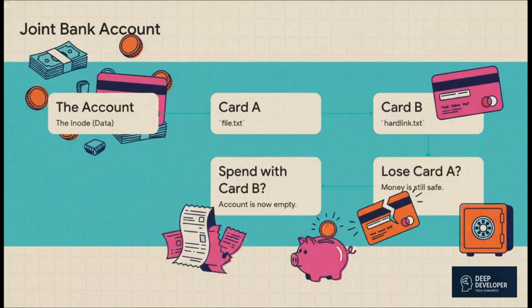I love this analogy. It makes it super clear. Imagine the inode, the data, is a joint bank account. The original file, file.txt, is your debit card, and the hard link, hardlink.txt, is your partner's debit card. Both cards are linked to the very same account. Now, if you lose your card, no big deal, right? The money's still safe in the bank. But what happens if your partner goes on a spending spree with their card?